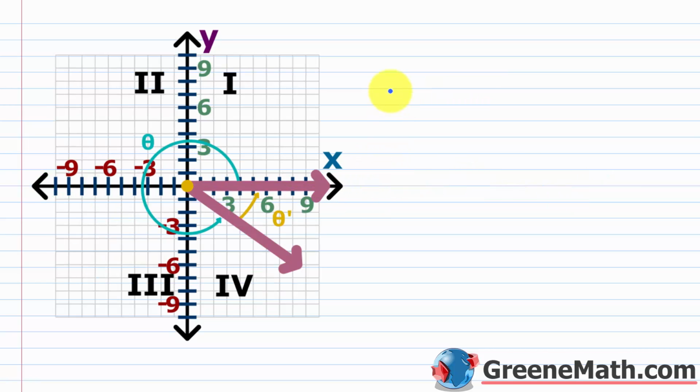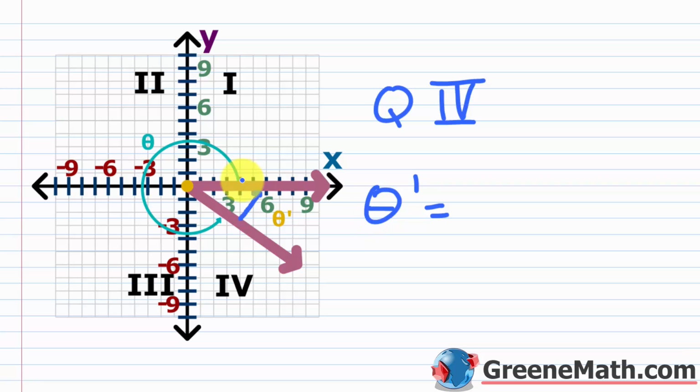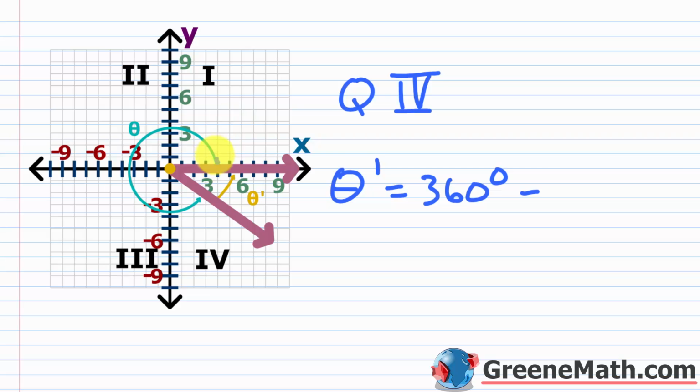Now lastly, if our terminal side is in quadrant 4, all we need to do in this particular case, since I'm coming from my terminal side up to the x-axis, is say theta prime is equal to what? Well, one complete rotation, if I went all the way around, would be 360 degrees. And I now want to subtract away just this part right here, the measure of angle theta. That's going to give me this part right here, which is my theta prime, which is what I'm looking for.